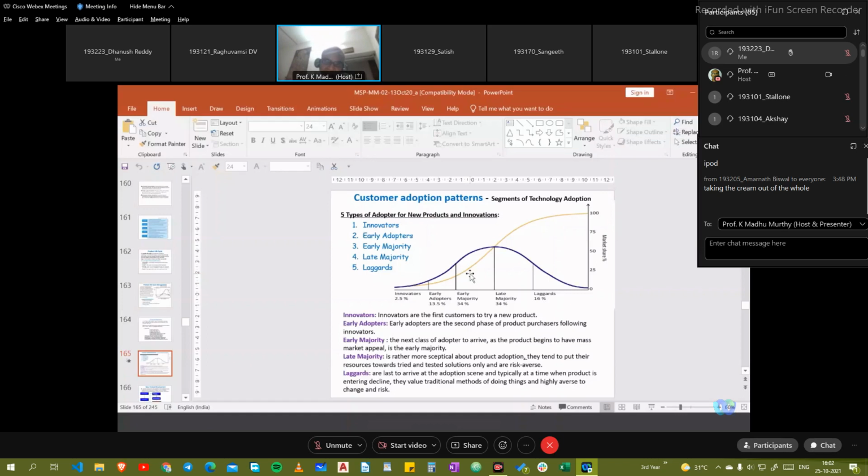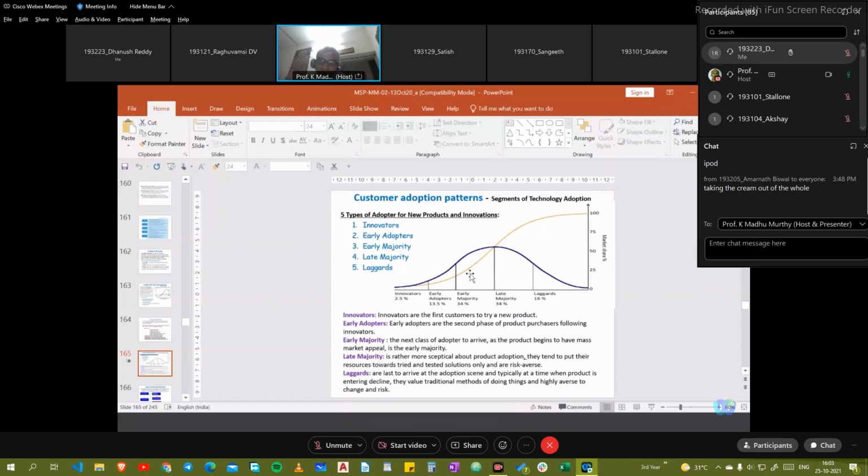And the late majority, as we have mentioned, they are skeptical about product adoption. They tend to put their resources towards tried and tested solutions. Whatever they have tried, their confidence, they go. They are loyal people for a particular brand. So they are risk averse in that sense.